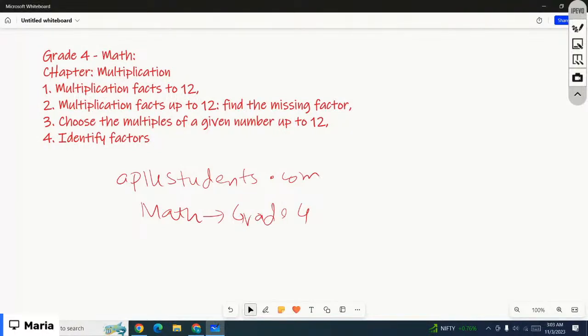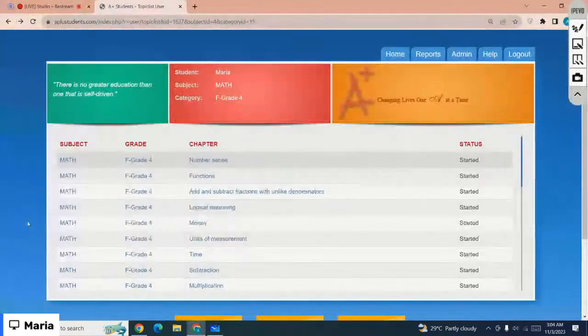The lessons we're going to cover today are multiplication facts to 12, find the missing factor, choose the multiples of a given number up to 12, and identify a factor. Please make sure you have your notebook and pencil so that you can note down the important examples and definitions as well. So let's just start with the chapter multiplication. Okay, here I'm on grade 4 math.